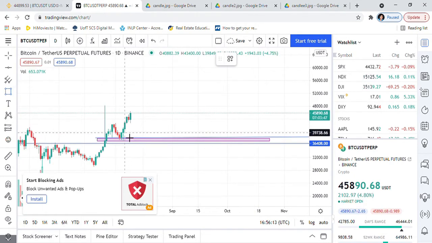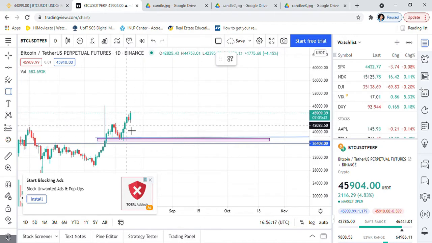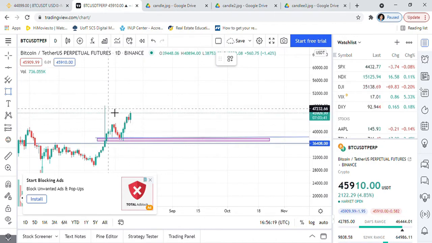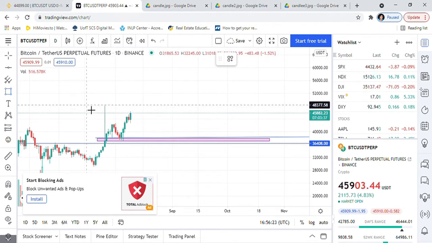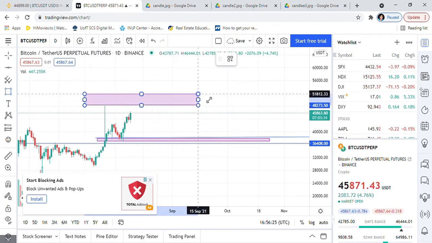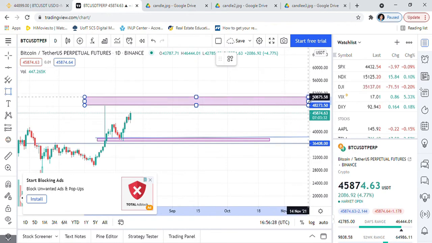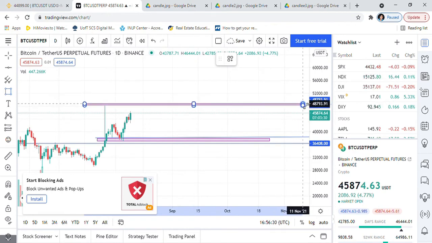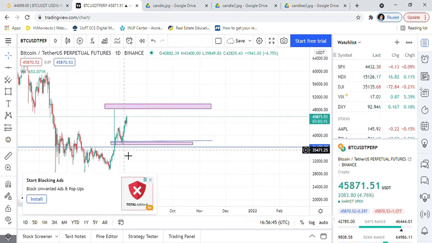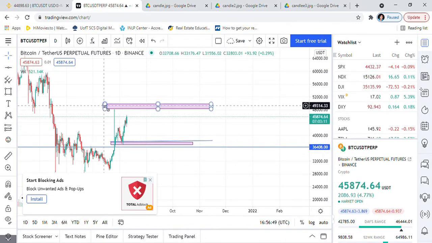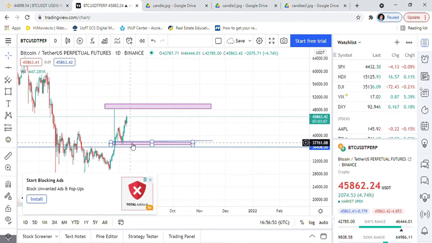Now resistance is the price that it failed to break above, and so when I'm looking at this chart here, I can see the price that it actually failed to break above is here. The wick here, you can see it's a big resistance because it really got rejected there. Okay, so on the bigger time frame, I can tell that this is a resistance and this is a support.